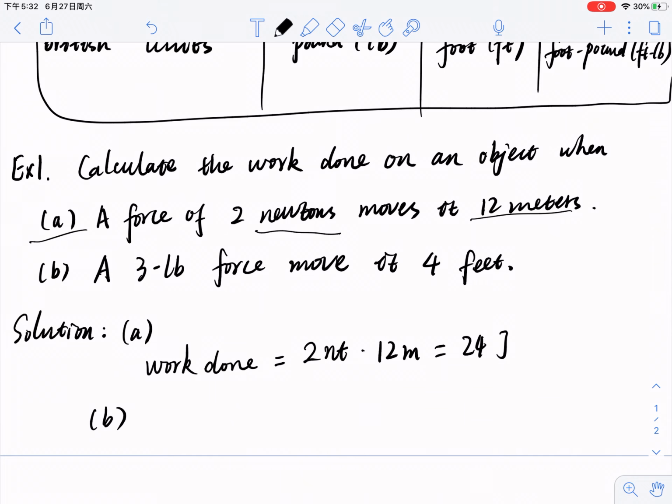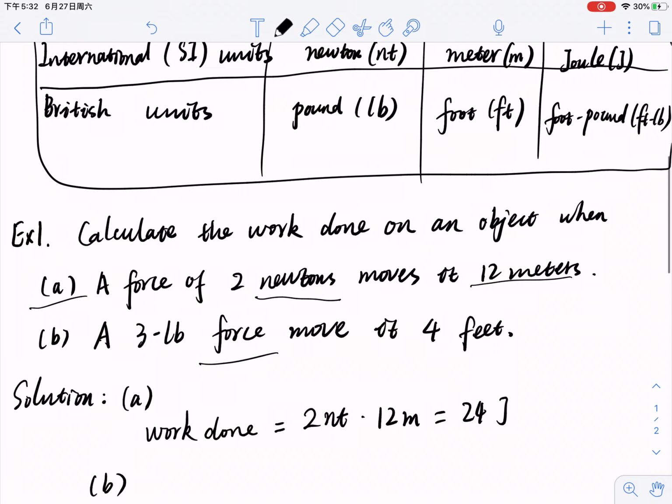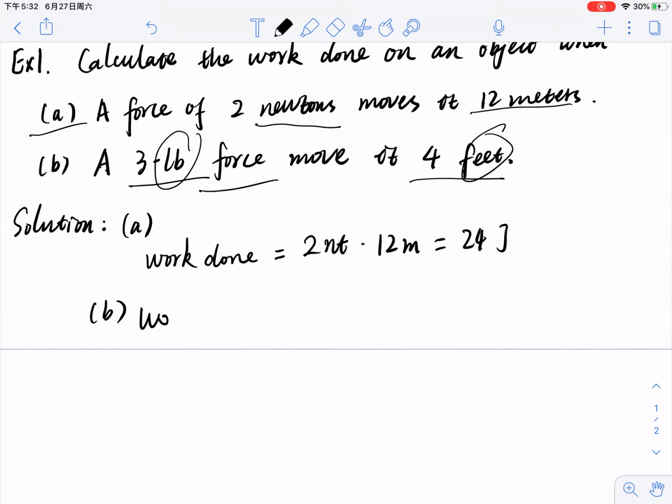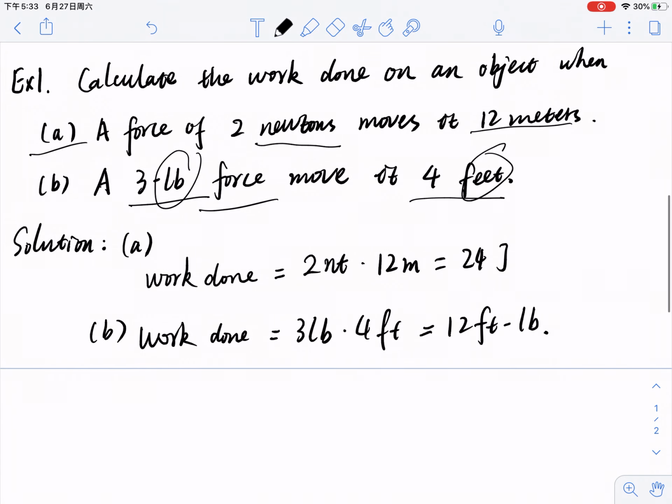Question B. A 3-pound force moves it 4 feet. So this is using the British units, so the unit of work should be foot-pound. So work done by the formula is equal to 3 pounds times 4 feet. So this is 12 foot-pounds. So this is the first example.